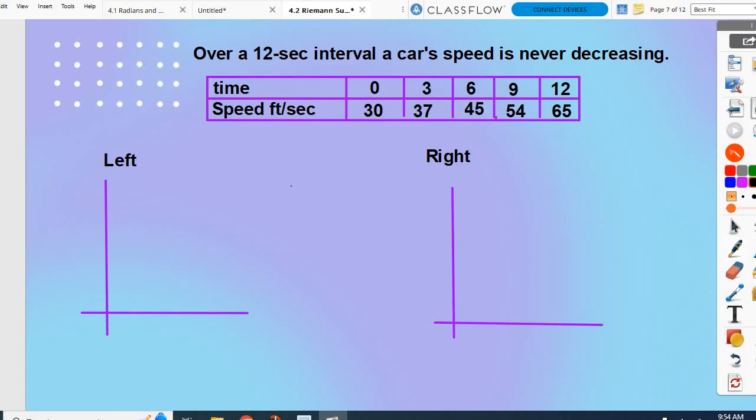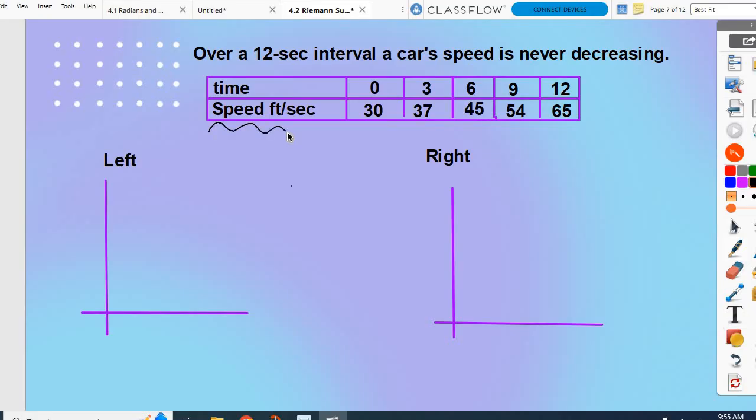So we want to find, okay, a left and a right Riemann sum here. But again, this time we don't really have more than just the table that they give us. Now it is important to notice our x values, or our inputs, are time. What are our outputs? Speed, right? And this is important.